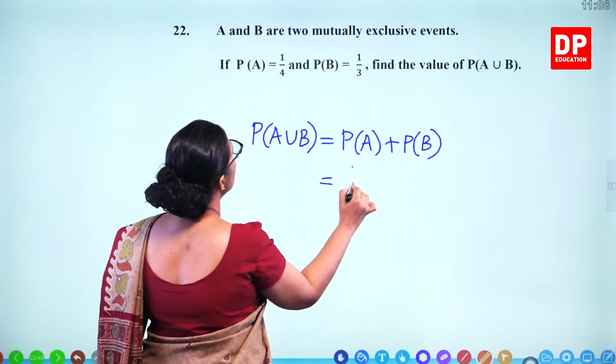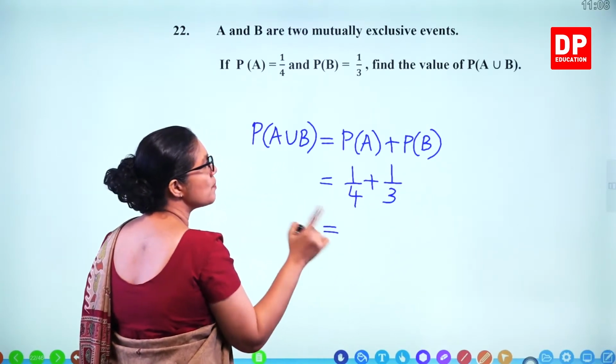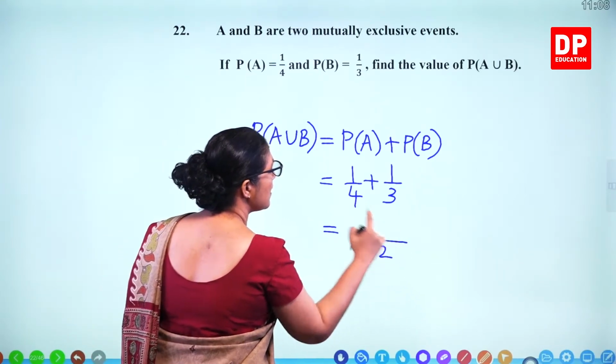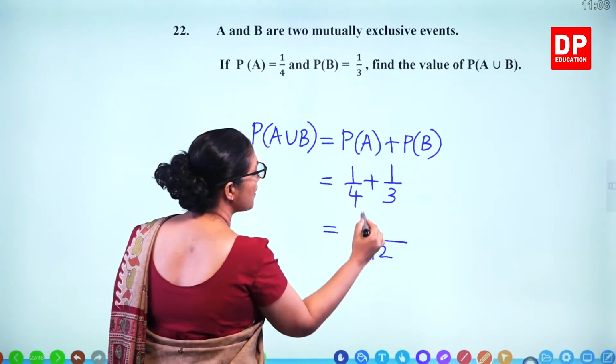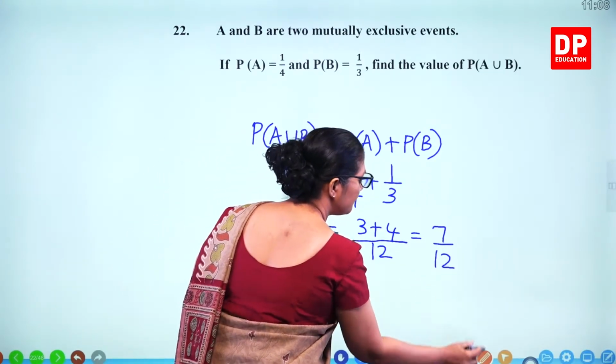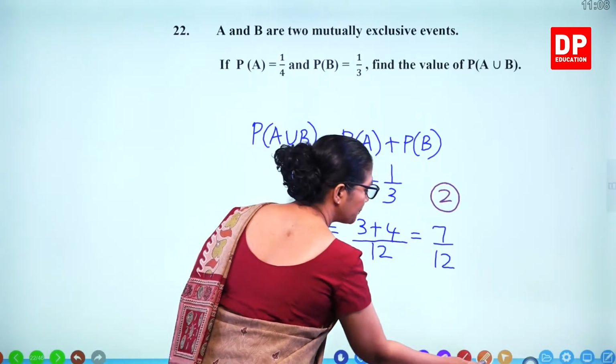So P(A) is given 1/4, P(B) is 1/3. Just add the 2 because mutually exclusive is given, no intersection. So 12 is the common denominator. 3 plus 4, you get 7/12. 2 marks for that.